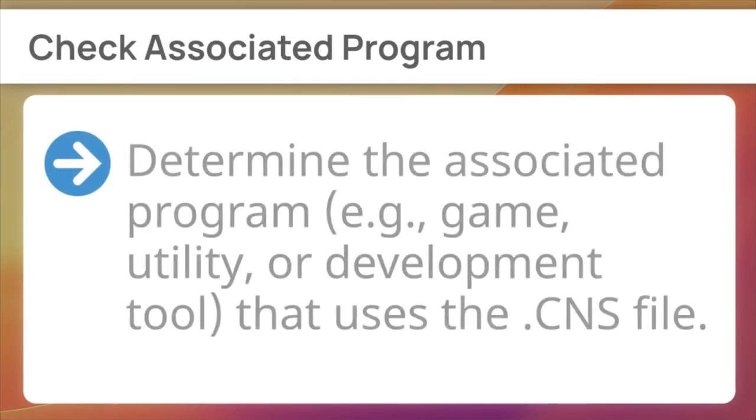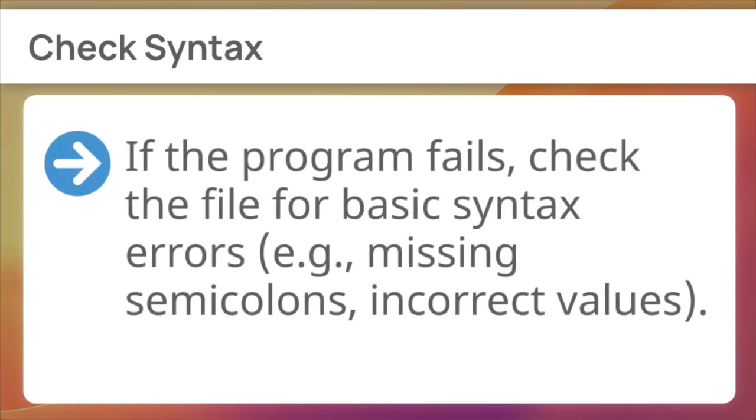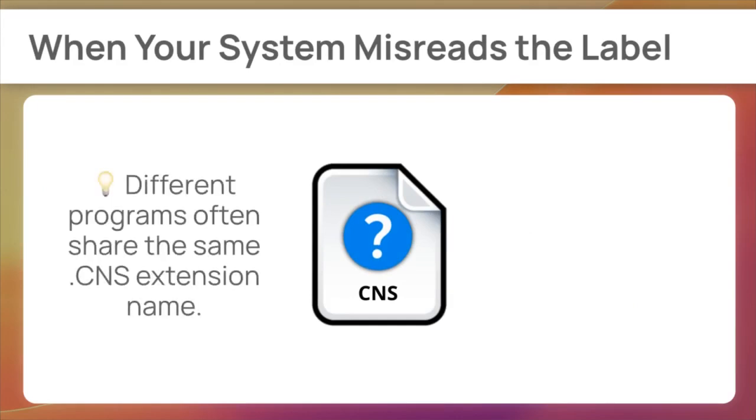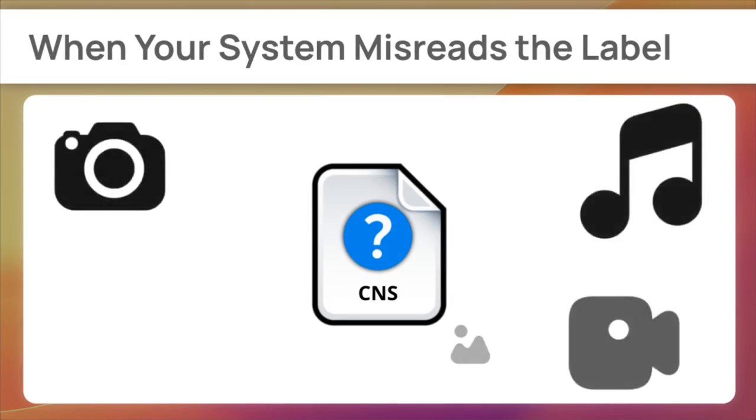Next, check the associated program. Determine the associated program, e.g. game, utility, or development tool, that uses the CNS file. Finally, check syntax. If the program fails, check the file for basic syntax errors, e.g. missing semicolons, incorrect values. If compatibility checks failed, it is likely because the CNS name is shared by different developers for unrelated formats, causing your PC to use the wrong reading language.